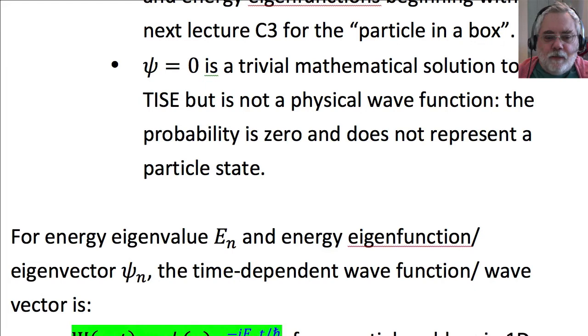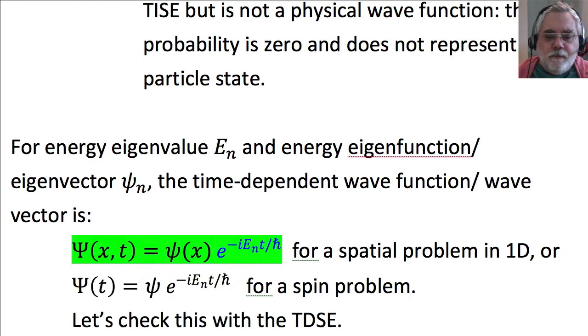For energy eigenvalue E sub n and energy eigenfunction or eigenvector psi sub n, the time-dependent wave function or wave vector is capital psi of x and t equals lowercase psi of x, the spatial part, times the complex exponential e to the minus i E sub n t over h bar for a spatial problem in one dimension. Or for a spin problem, we don't have x, so capital psi of t equals psi times the complex exponential. Let's check this with the time-dependent Schrodinger equation. We'll just plug in.